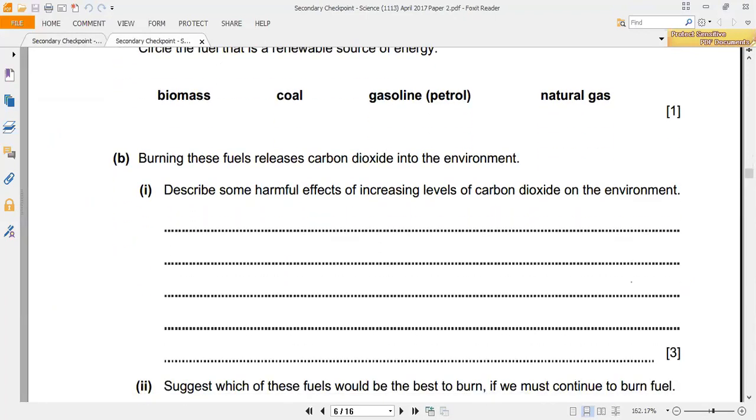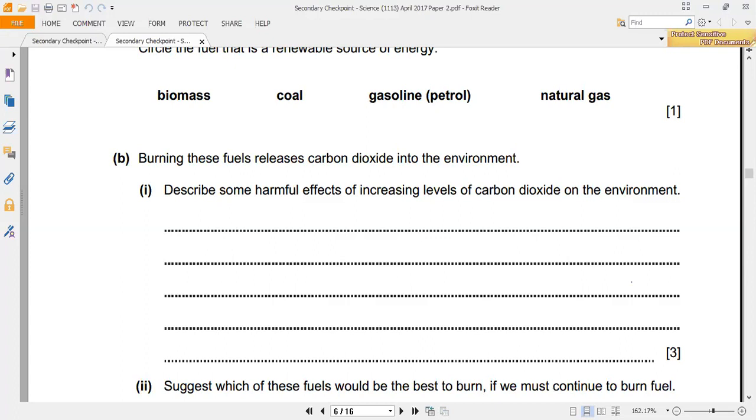B. Burning these fuels releases carbon dioxide into the environment. Describe some harmful effects of increasing levels of carbon dioxide on the planet Earth. We know that carbon dioxide is good, but in its normal ratio, which is 0.04, to make the planet habitable and to make it easier for the plants to perform photosynthesis. But what are the consequences of increasing the levels of carbon dioxide?